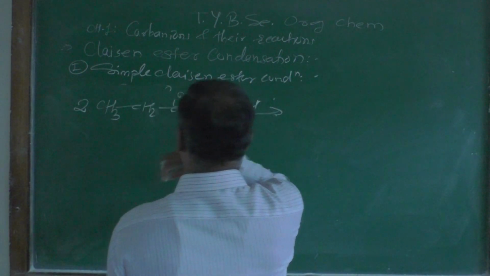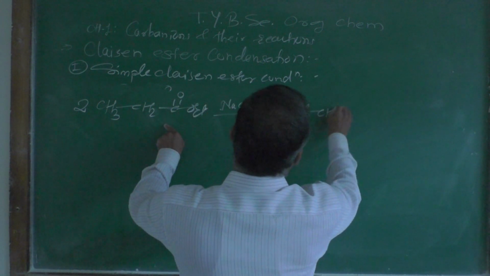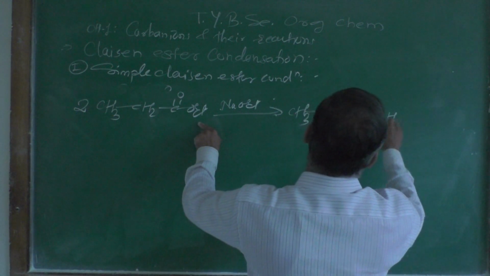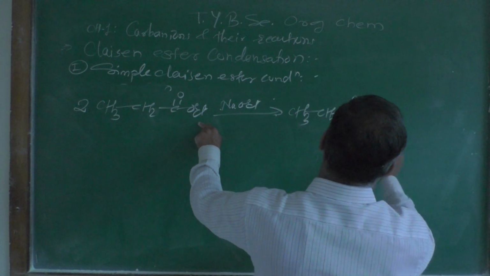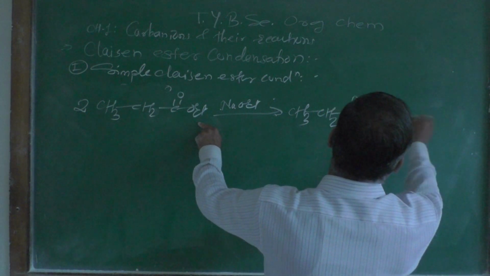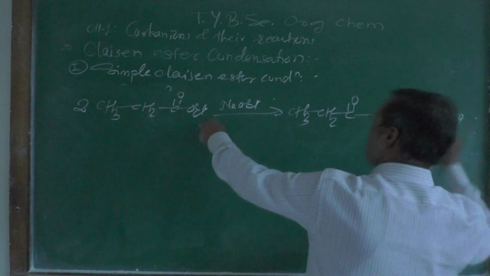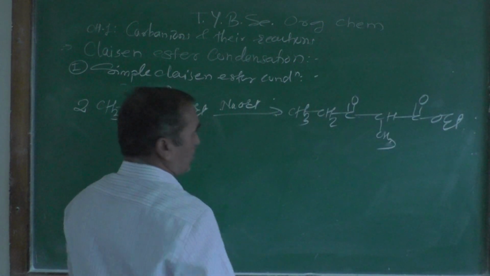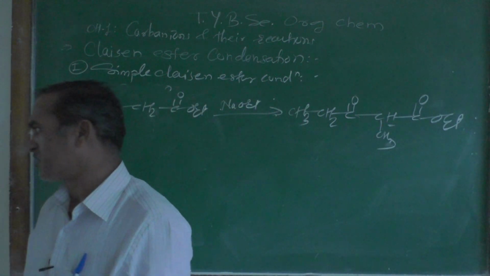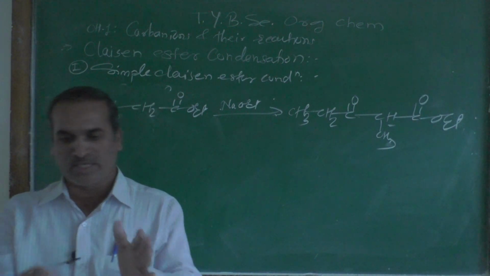The product you are going to get over here is CH3, then CH2, C double bond O, then CH with a CH3 over there, and then C double bond O, OEt. This will be the product. Still there is one proton which is highly acidic in nature, so monoalkylation can be carried out on these reactions.